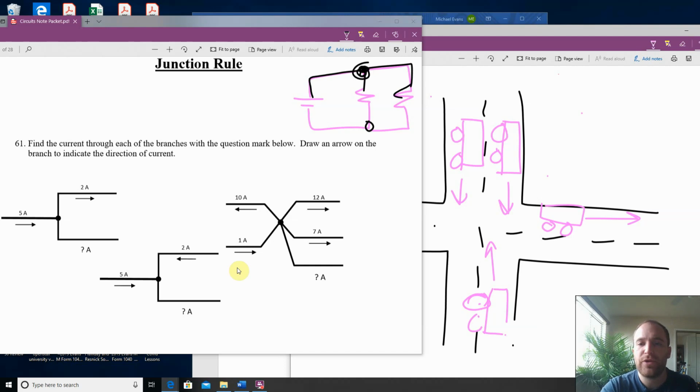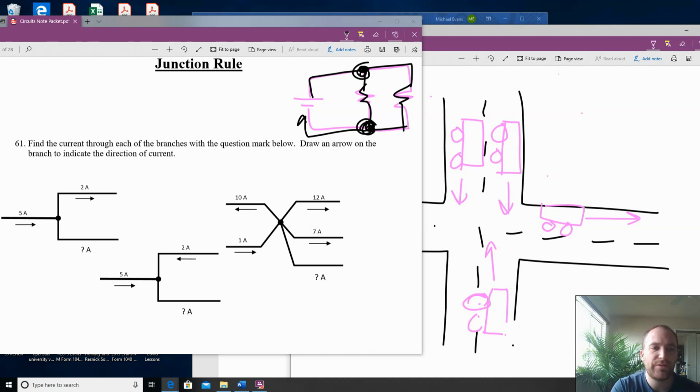All of that current travels through our resistors, and then it meets back up at this junction again. It meets back up at that intersection between wires, at that place where the two wires come together, and then it travels along the wire.